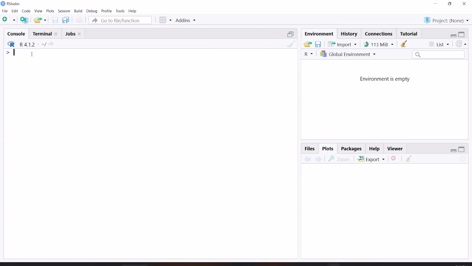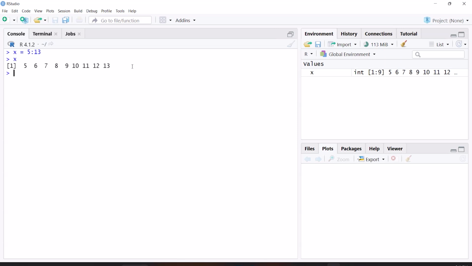Now let's see the examples of these two operators in RStudio. So for the colon operator, let's take an example. So x is equals to from 5 to 13. Press enter and display it. Now you can see that it has printed the values from 5 to 13.